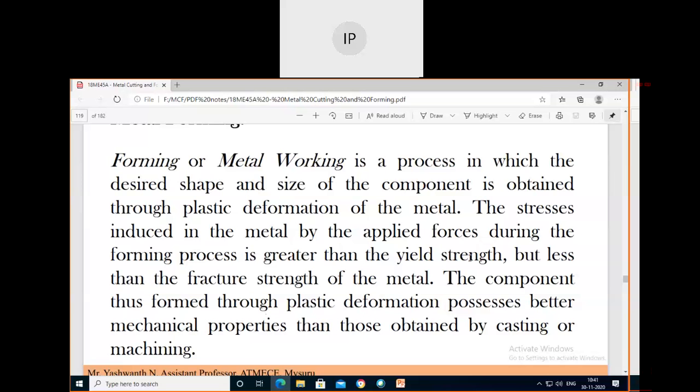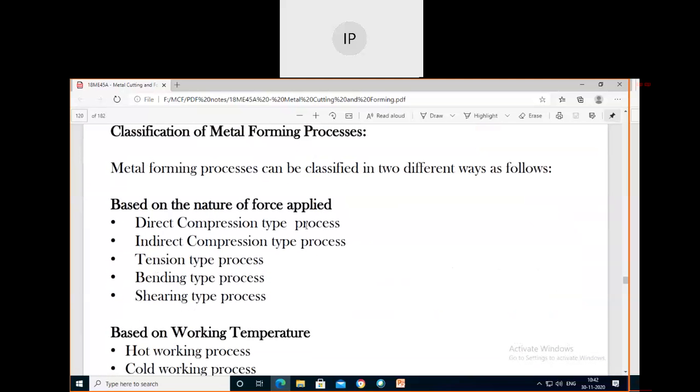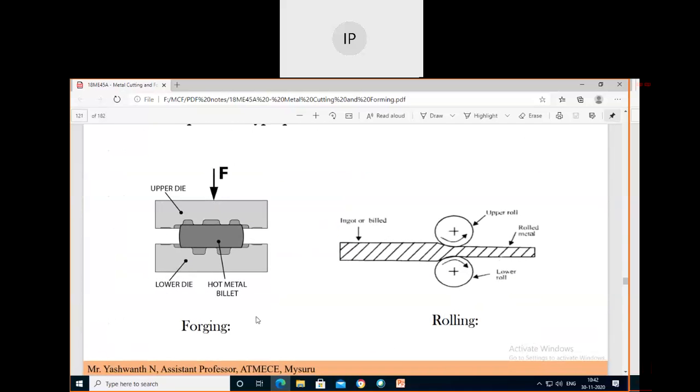Casting we see in the fourth semester: what is casting and the different methods of casting. Now these are the classifications of the metal forming process. The first one is the direct compression type process. Here the examples I have taken are forging and rolling.